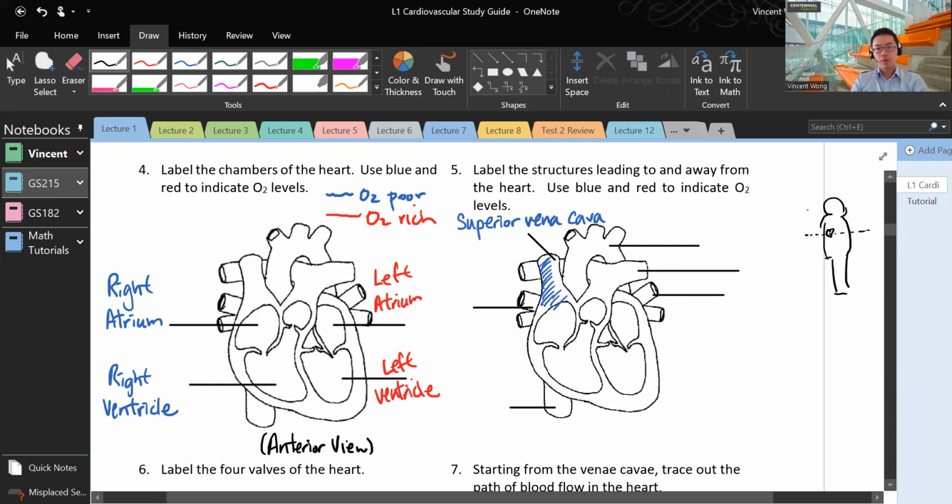Okay, so the top 1/3, the blood would be collected through the superior vena cava. Oops, heart should be that way. And then we have the inferior vena cava, which is down here.